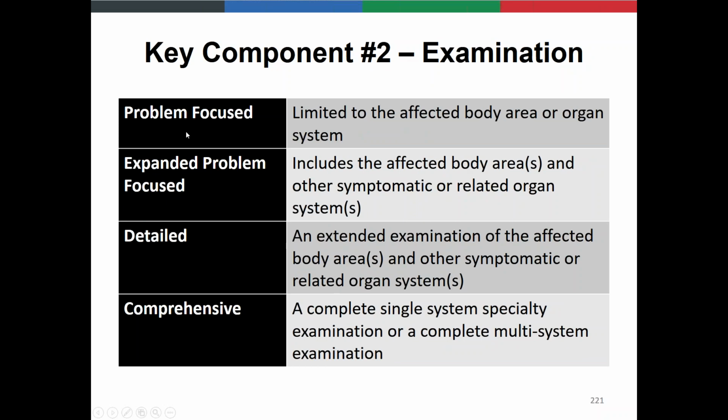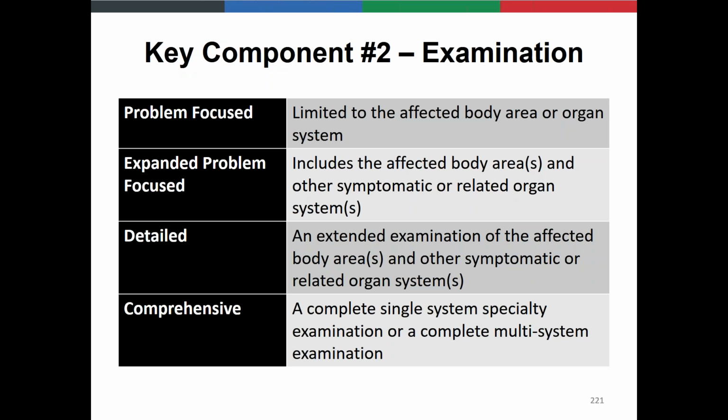Okay. Then you have the second of the key components, which is the examination, and the examination can be a problem-focused exam, or an expanded problem-focused exam, which includes the affected body areas and other symptomatic or related organ systems. So, for example, the patient comes in with a cough, all right? In an expanded problem-focused exam, a doctor would evaluate the patient's throat and maybe their sinuses, which would be the problem-focused portion, but may expand it to the lungs to see if maybe there's some pneumonia going on, okay, or if they have asthma, possibly.